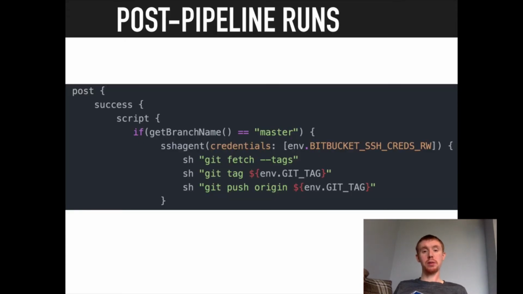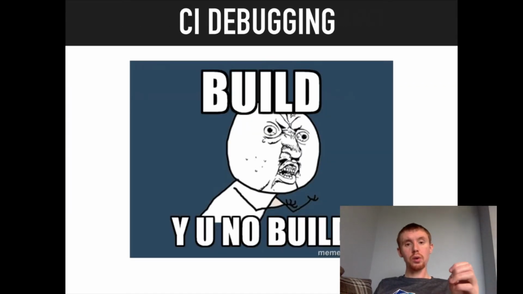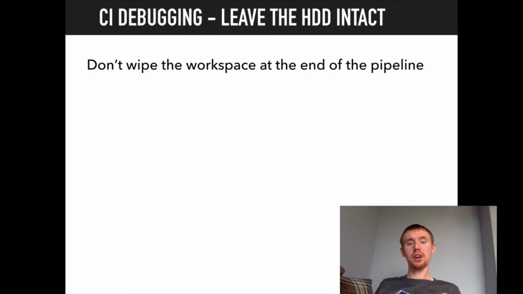Also, if you remember earlier, we are fetching our Git repository without any tags. So in this example, when the branch is master and only master, then we fetch the tags. This can actually take up to 5 minutes, I have seen in some repositories, just to fetch the tags. Then you can create your tag and then you can push it. When you're doing CI debugging, it's important to remember to leave the hard drive intact and not wipe the workspace at the end of the pipeline unless it's a successful build.